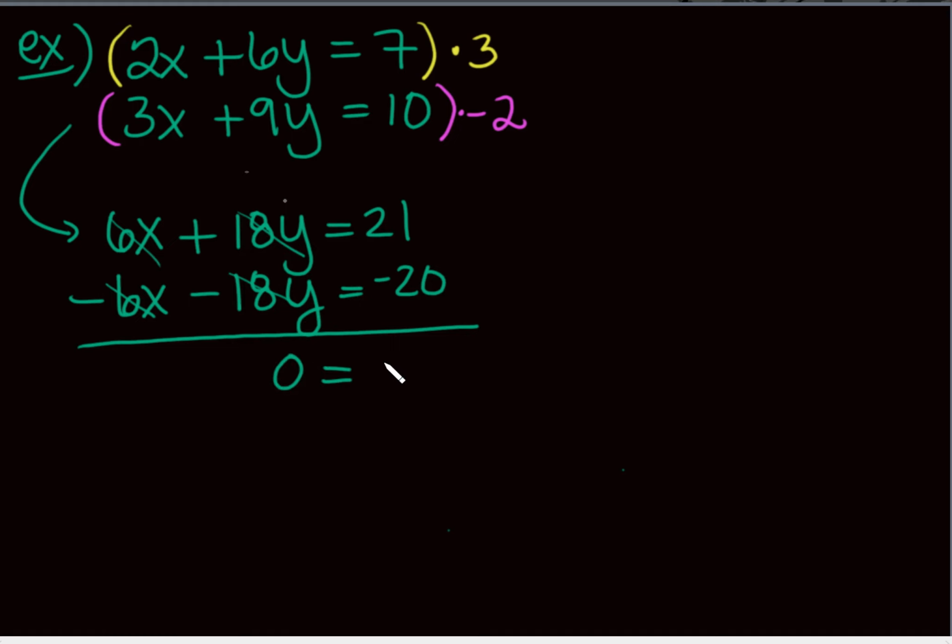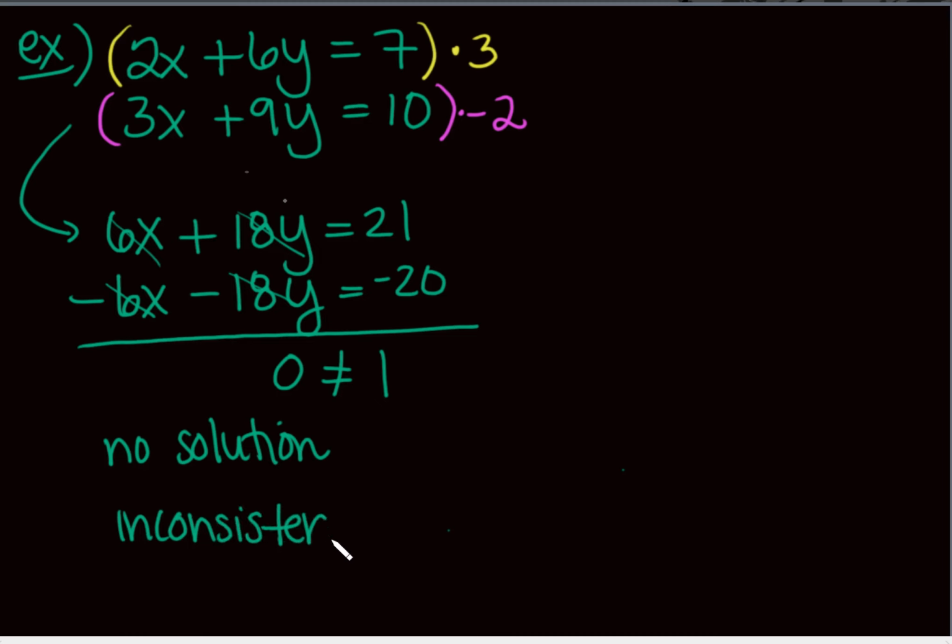What do I have on the right-hand side? I have 1. So look at what this is asking you to do. It's asking you to find an x and a y value that will make 0 equal to 1. Well, I hate to tell you, but that's not possible. So we have no solution. So this is an inconsistent system. So what do you know about these lines? They are parallel lines. They have the same slope, but they have different y-intercepts. Pretty cool, huh? I like doing those.